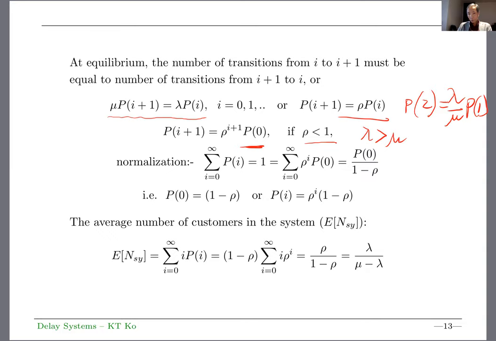Okay, so even if the specification is rho less than one, you still have to know one more piece of information. What about P0? How do you get P0? If you know P0, you know P1. If you know P1, you know P2. But in particular, you need to know what P0 is.